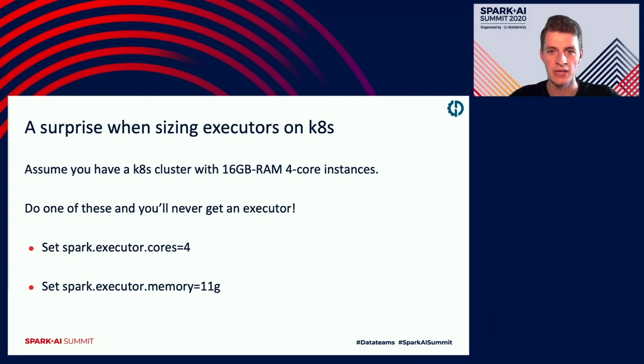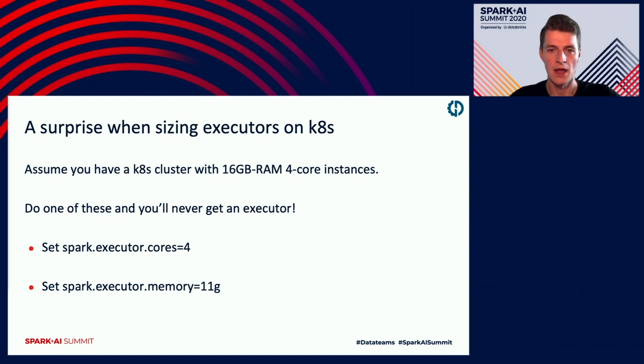The first surprise when you run a workload on Kube is that you cannot just size executors to fit the size of your nodes. Suppose I have a cluster with 4 core instances. If I set the number of cores per executor to 4, the Spark driver will never obtain many executor pods. And a similar thing happens with memory.